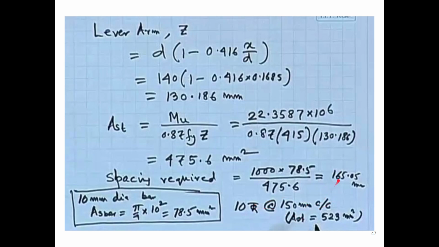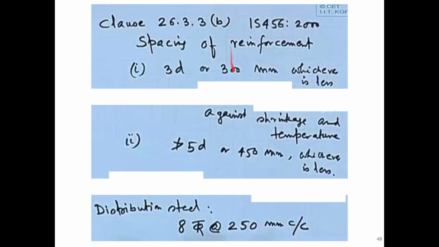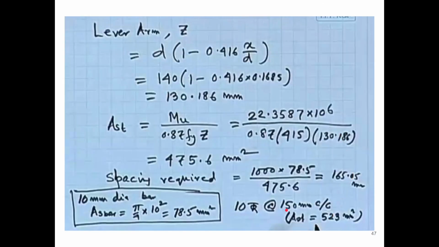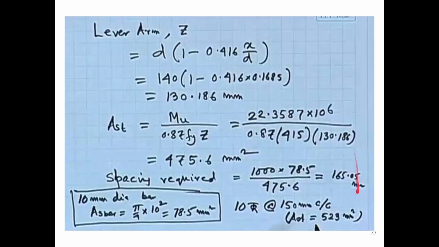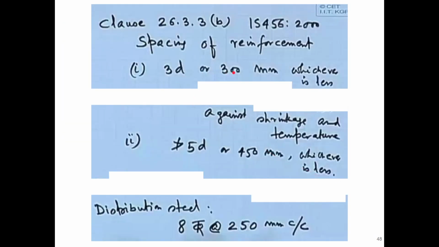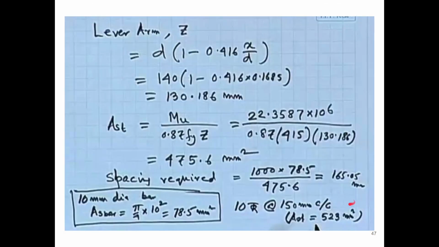So if now in this case, for example, it was 300 mm. It should have been less than 165.05 mm. 3 into 140 is how much? 420 mm, right? And 300 mm, okay. So that means the minimum of 165, 420 and 300, which is 165 itself. So that should be the maximum, it should be lesser. So they have provided 150, which is great.